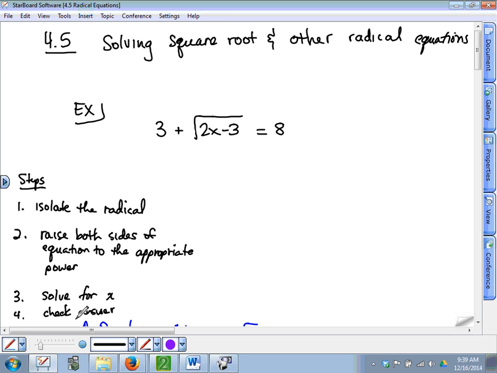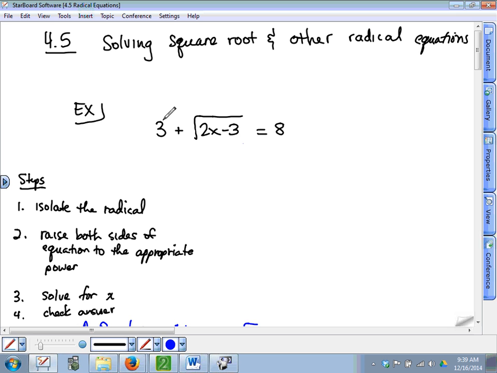You need to go get a note. Step 1 is to isolate the radical. This is the radical right here, the square root of 2x minus 3. If there's anything in front of it or behind it, you have to move it over to the other side.